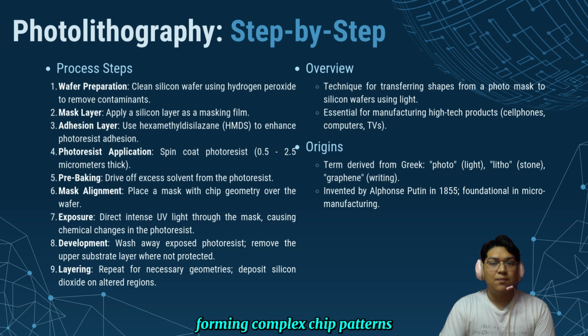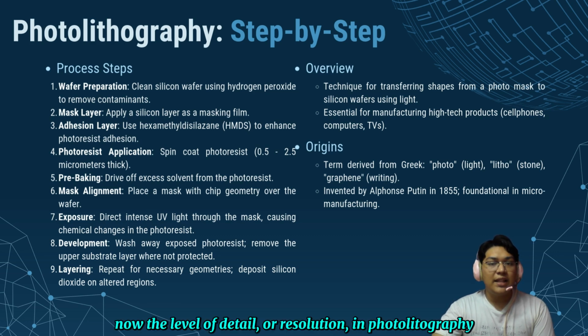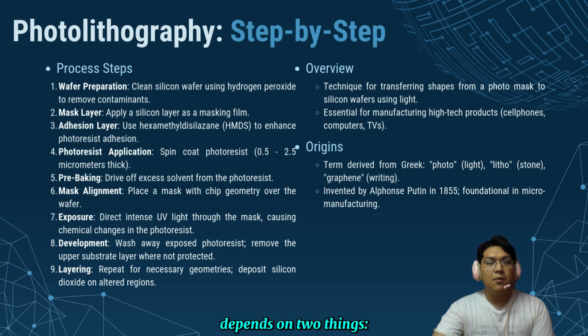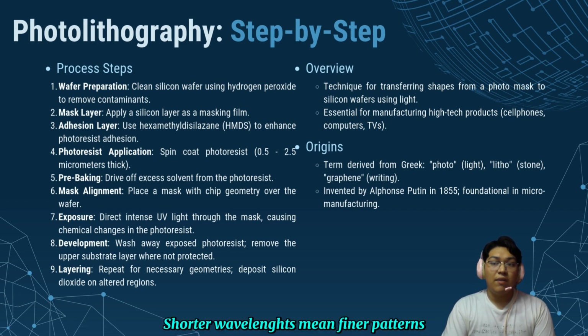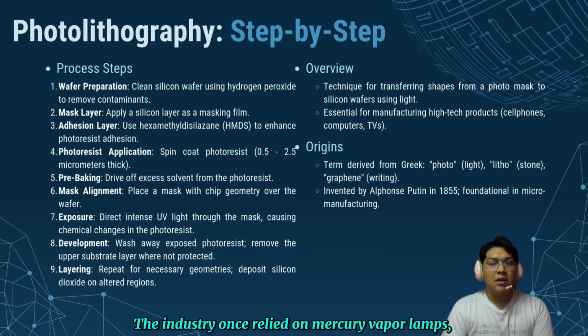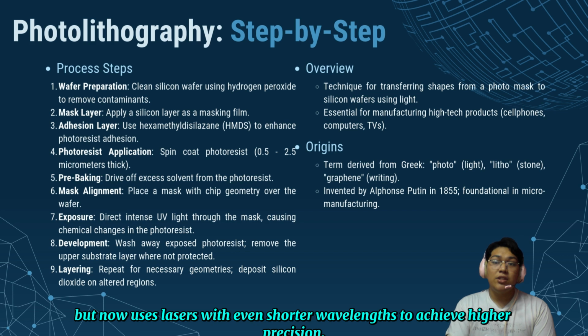Now, the level of detail or resolution in photolithography depends on two things: the numerical aperture of the optical system and the light's wavelength. Shorter wavelength means finer patterns. The industry once relied on mercury vapor lamps, but now uses lasers with even shorter wavelengths to achieve higher precision.